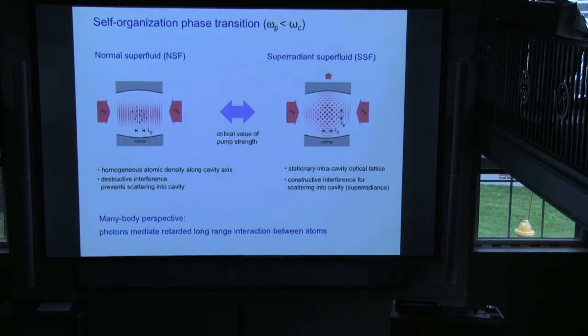From the many-body perspective, you can say that, and this has been talked about already, photons mediate a long-range interaction between the atoms. In our case, this is the same as well. However, we have a retarded interaction. The fact that the evolution of the matter variables and the light variables happen in the same time scale means that you cannot integrate out the light field, and due to that, there's a retardation in the interaction between atoms at different places in the cavity.